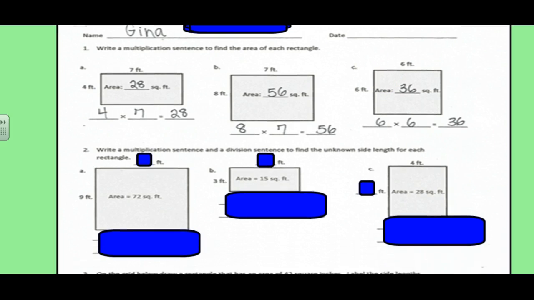Okay, we're going to move on to number 2, where they give us the area on these rectangles, but we are missing a side length. If you look at the directions, it says write a multiplication sentence and a division sentence to find the unknown side lengths for each rectangle. It doesn't tell us here to use any question marks. So whenever we're writing our multiplication sentence and our division sentences, we're going to have all of the numbers in those equations. I'm going to do A with you, and then I'm going to let you work on B and C.